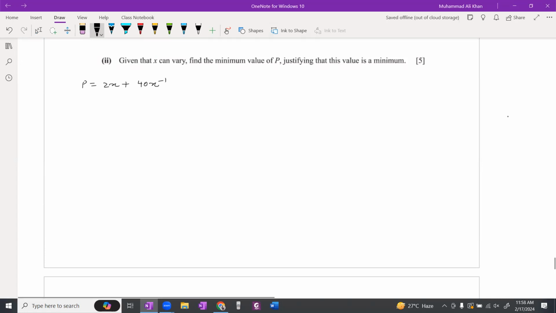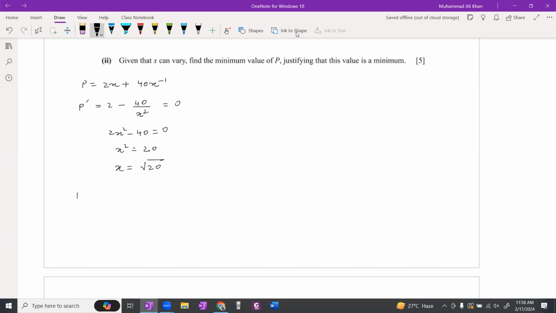For finding out minimum and maximum value, we have to differentiate the function, right? So it will be 2 minus 40 over x square. Then what do we do? Equate it with 0. So it will be 2x square minus 40 equals 0. And what is x square? x square equals 20. And what is the value of x? The value of x is under root 20. Now, find the minimum value of p.